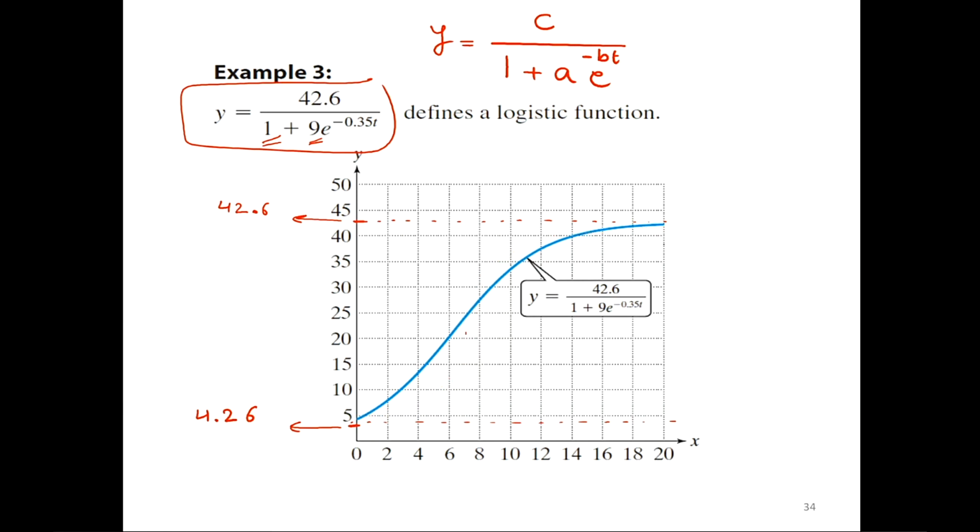Okay. Any question about this function? This is just the form. This is called the logistic function, logistic growth function. The maximum is c, the minimum is c over 1 plus a.